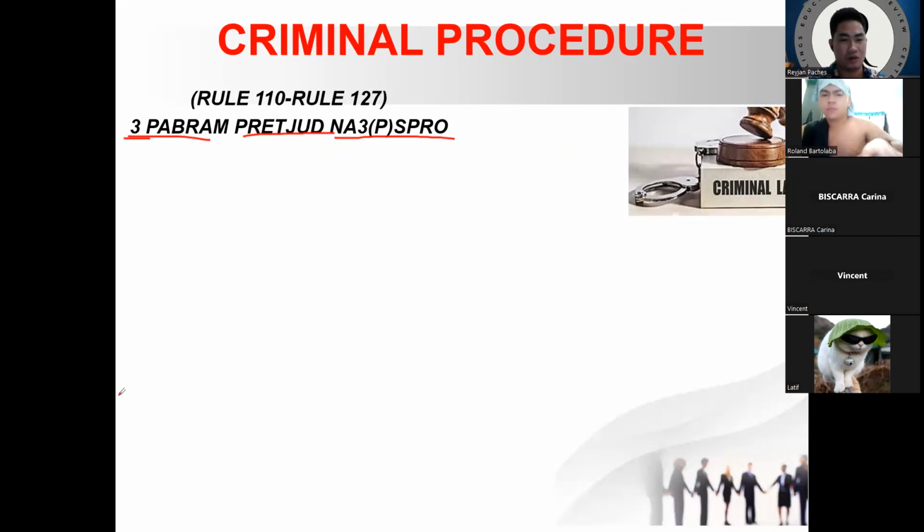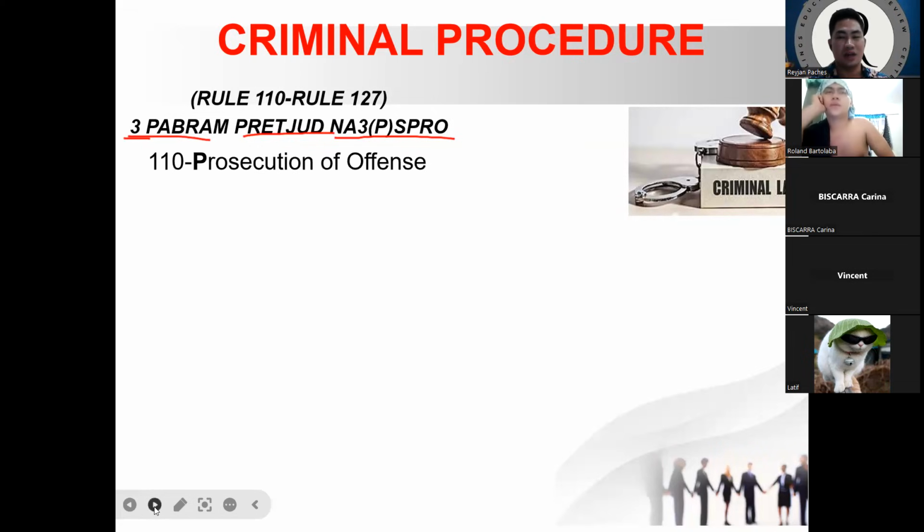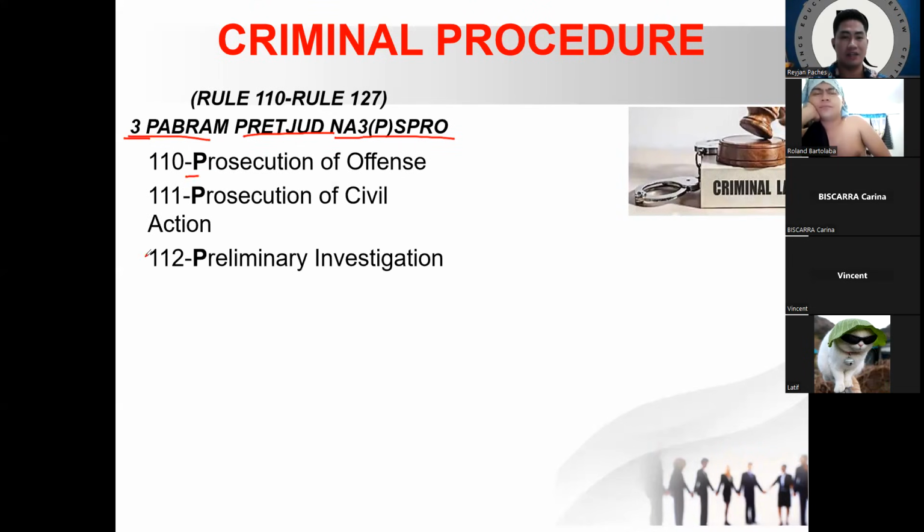Yung tatlong P, class, of course, yung Rule 110 natin, that is prosecution of offense. Again ha, yung unang P, that is prosecution of offense. Ang second P naman, class, that is prosecution of civil action. Then of course, yung pinaka-last na P, class, that is preliminary investigation. Dito muna tayo, class. Sinabi ko kanina 3P. So meaning, ang Rule 110, that is prosecution of offense, another P, prosecution of civil action, and another P, that is preliminary investigation or yung alam natin na PI. So mamaya, kapag na-discuss natin every rule, malalaman niyo kung ano ibig sabihin nun.